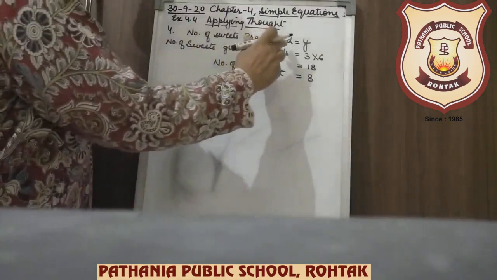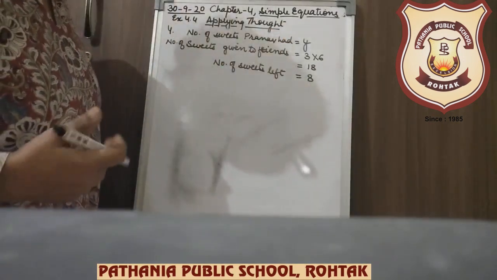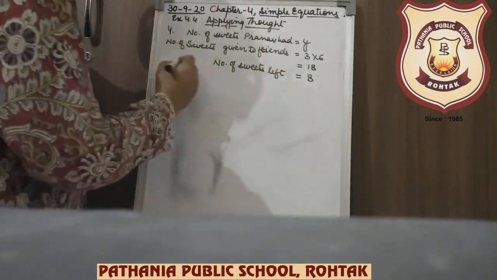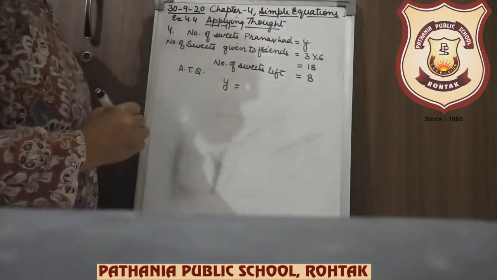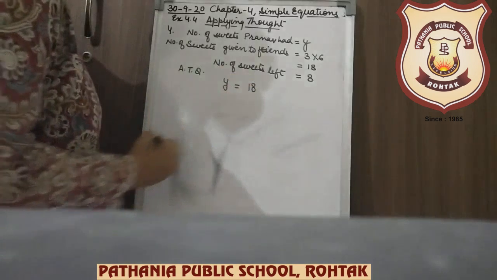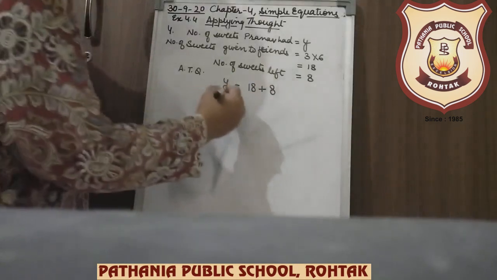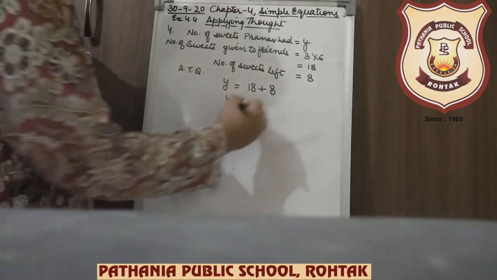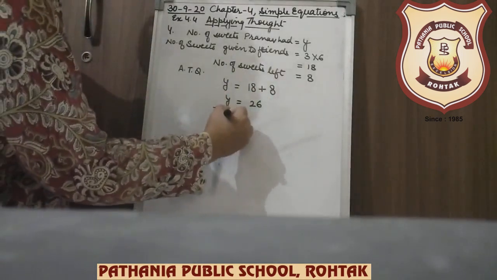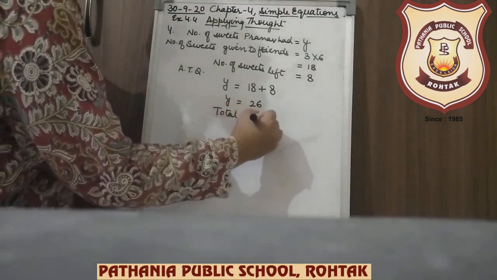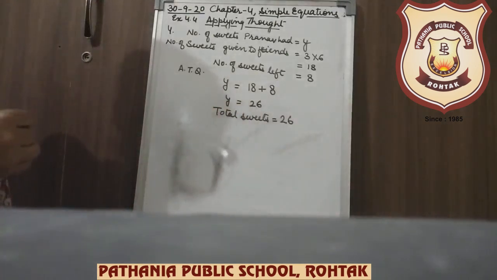So now you have total sweets, distributed sweets, and this is the left sweets. So find the total sweets. So according to question, total sweets will be equal to distributed sweets plus the left sweets. Okay. So Y is equal to 26. So total sweets are equal to 26. Is that clear?